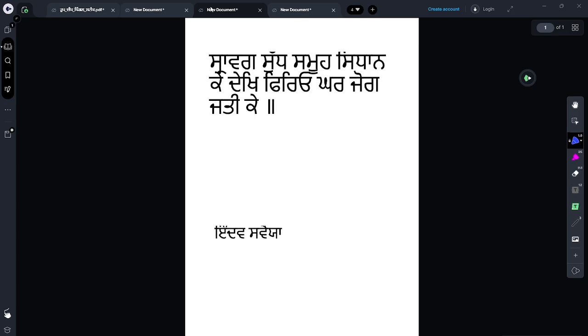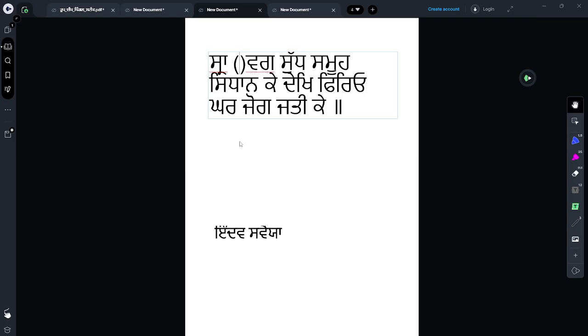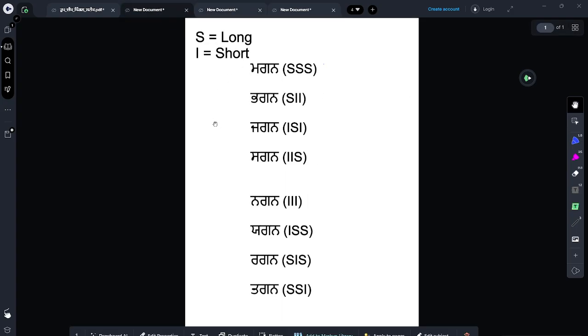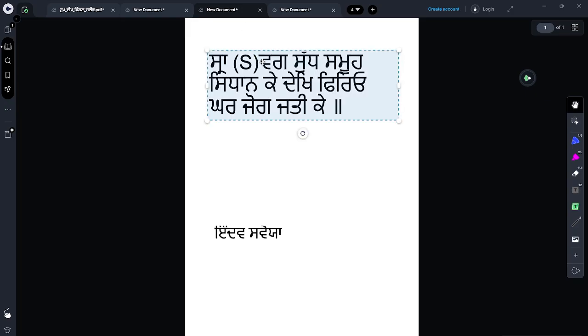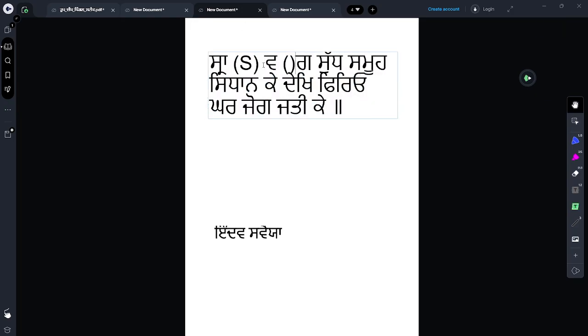So here I have a line from Nitnem, Tav Prasad Swaye. Now let's put to use what we learned. Let's start with the first letter, Sra. Is this a long syllable or a short syllable? Is it diragh or is it laghu? This is a diragh, so we'll put the S to signify diragh, the same way we did here. Now let's move on to the second letter, Vava. Is this diragh or laghu?